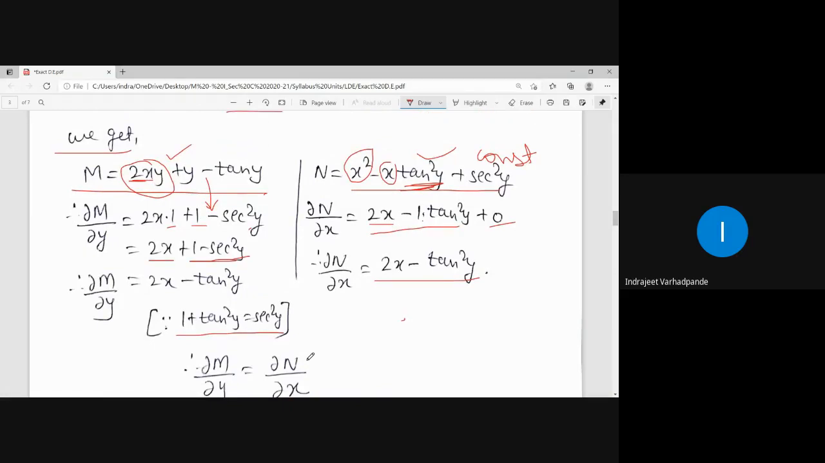Is this point clear? Yes, sir. Please note down the steps, if you have not yet done.